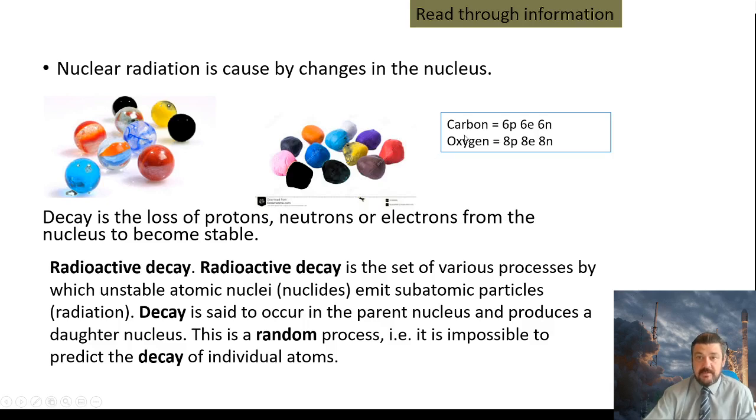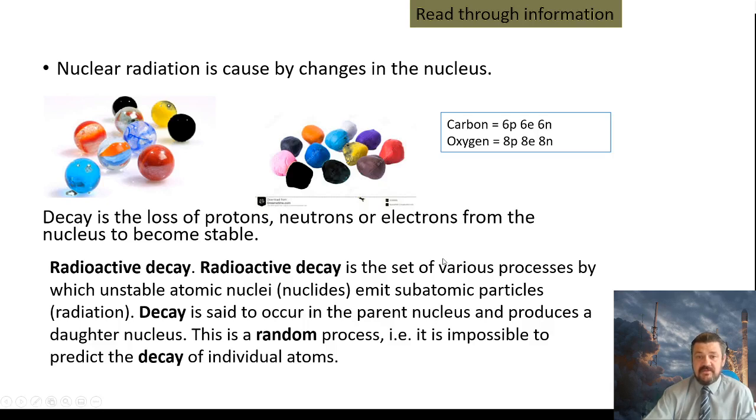We've got a carbon atom, which is made up of 6 protons and 6 neutrons in the nucleus and 6 electrons in the shells. And we've also got oxygen. We've got 8 protons, 8 neutrons, and 8 electrons. Now, if an atom has a different amount of protons than it's got neutrons, it wants to become balanced.